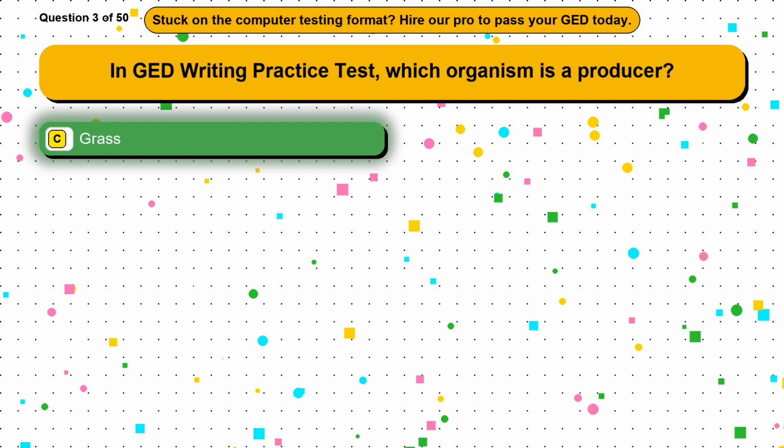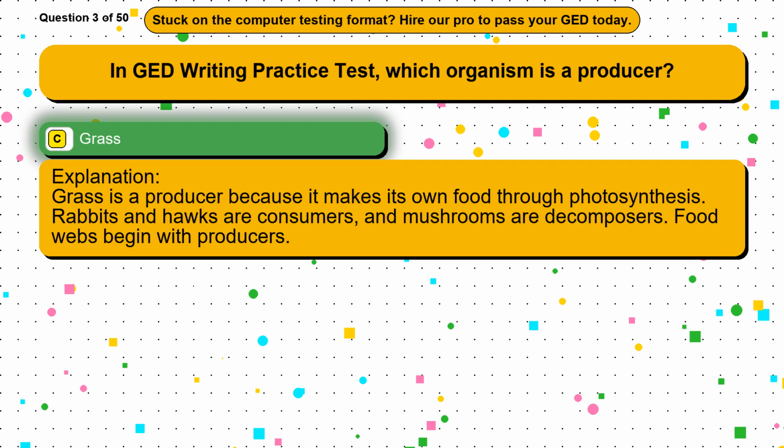Grass. Grass is a producer because it makes its own food through photosynthesis. Rabbits and hawks are consumers, and mushrooms are decomposers. Food webs begin with producers.